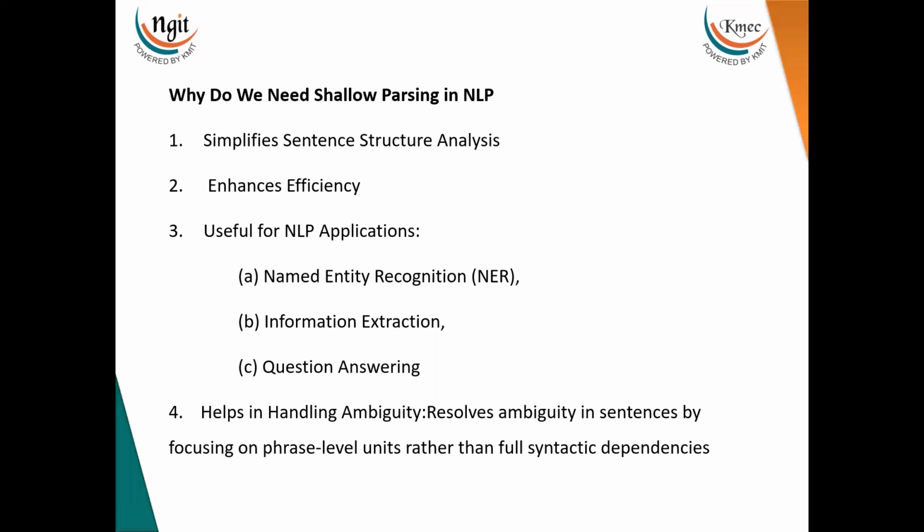For example, for the simplified sentence structure analysis, we can take the example: the quick brown fox jumps over the lazy dog, right? If you apply deep parsing on this sentence, it generally produces a hierarchical tree. Whereas if you apply shallow parsing, it just mentions that the noun phrase is the quick brown fox, followed by the verb phrase, then over the lazy dog, where over is considered a preposition, and the noun phrase is the lazy dog, and all these things will be combined. This is how our shallow parsing approach would be.